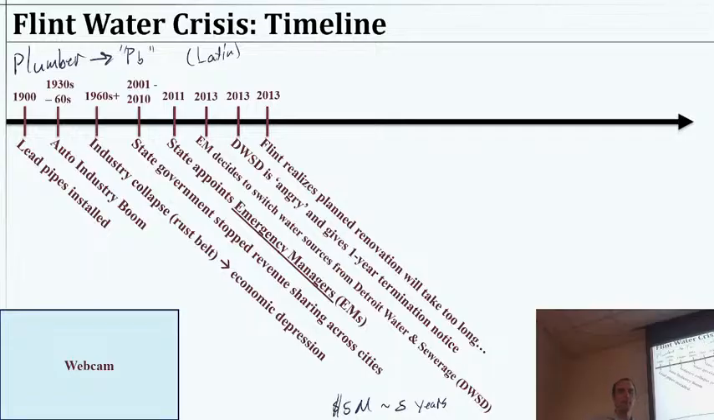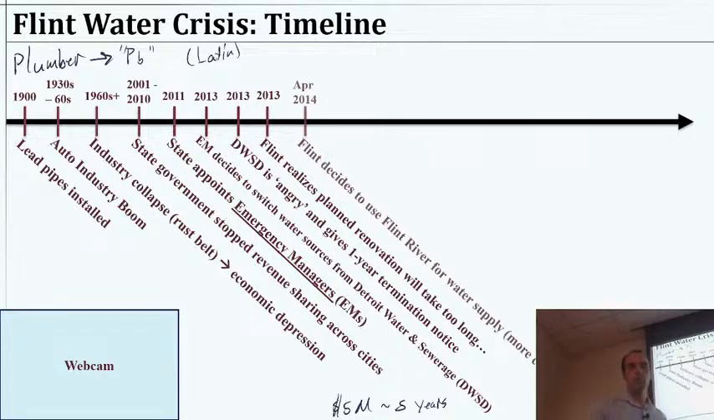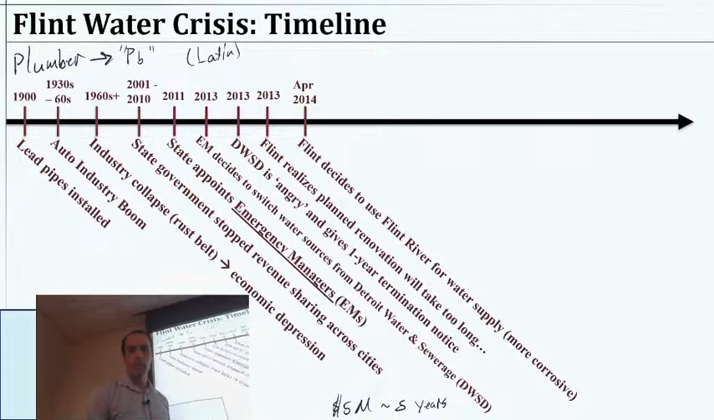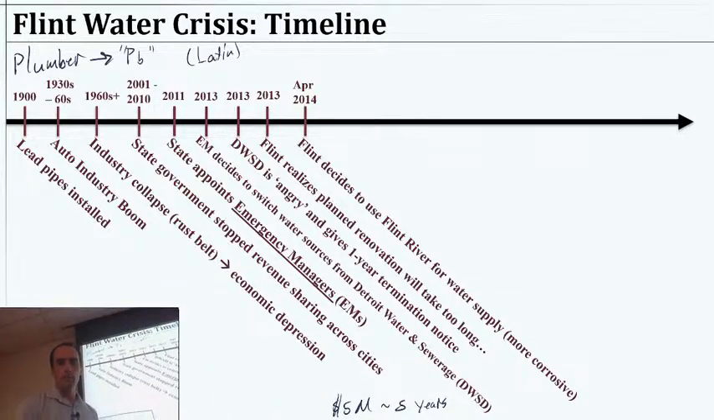Flint realizes that's not enough time to finish the renovations they had planned for the new water supply. And so they have to make backup plans. Essentially what they do is they switch to the Flint River.